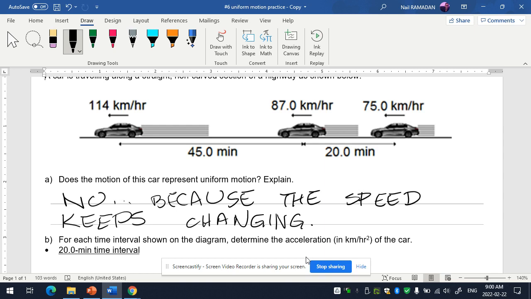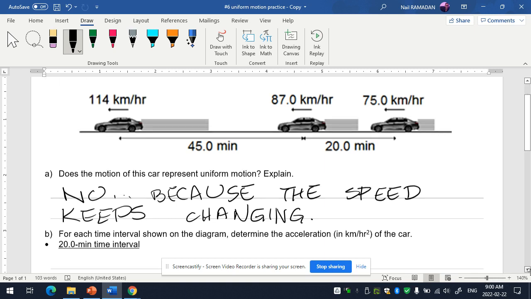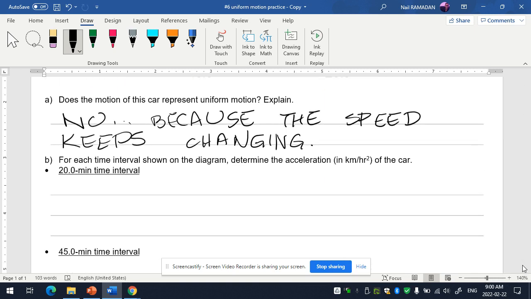Okay, let's do this, everyone. So for each time interval that you're given, determine the acceleration in what? Kilometers per? Okay, hour squared. Fine. Let's look at the first interval. Everyone, how long is the first interval? How long, time-wise, is the first interval? 20 minutes. 20 what? Minutes. But I want my final answer to be in? Great. We can do that within the calculation itself.